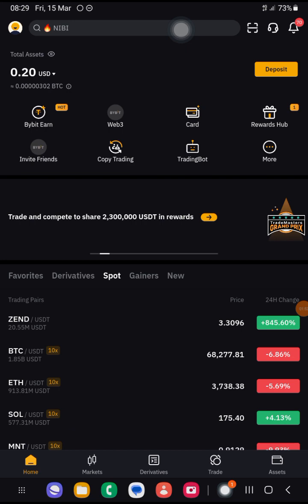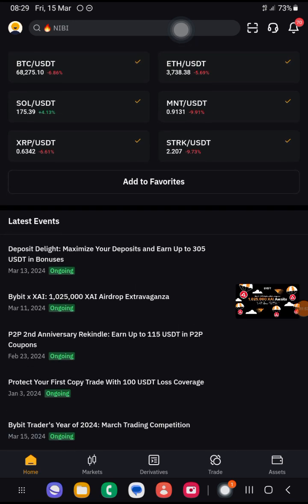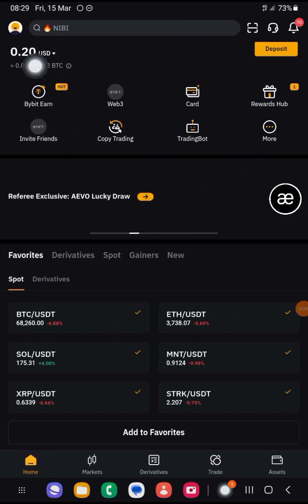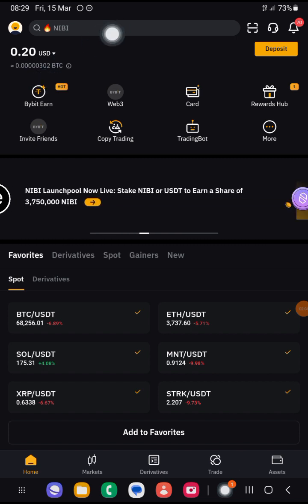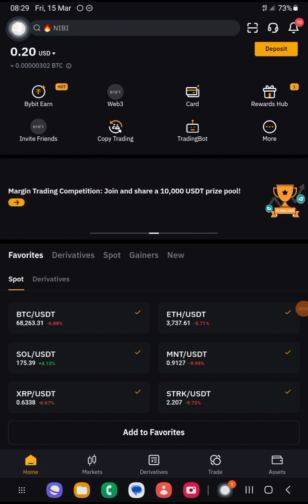This is my Bybit right now loading. Normally this is how it will pop up. Let me go back. This is how it will pop up when you open your Bybit. This is what is going to show up immediately. So let me quickly explain to you. Right on the top left hand, you can see your account balance here. This is my current balance, and right here is your profile.